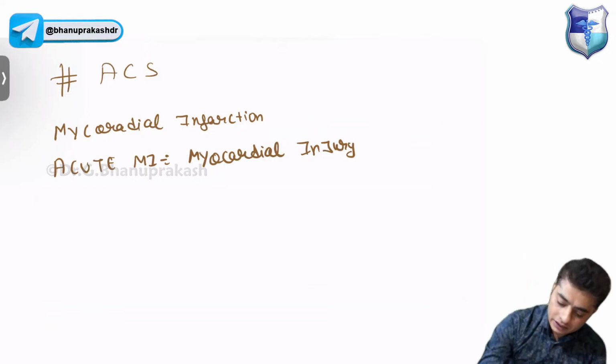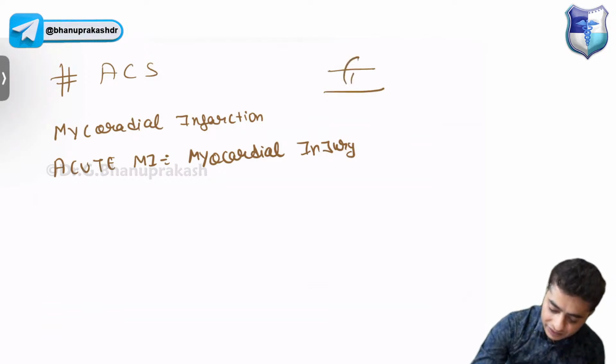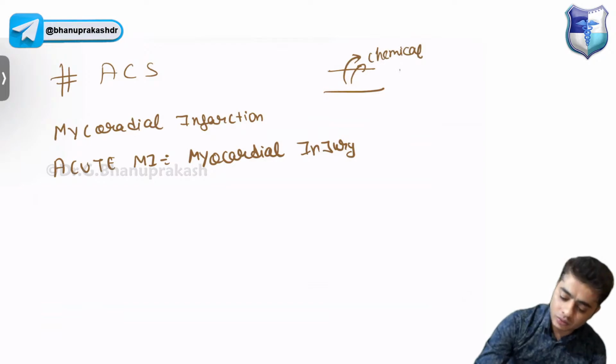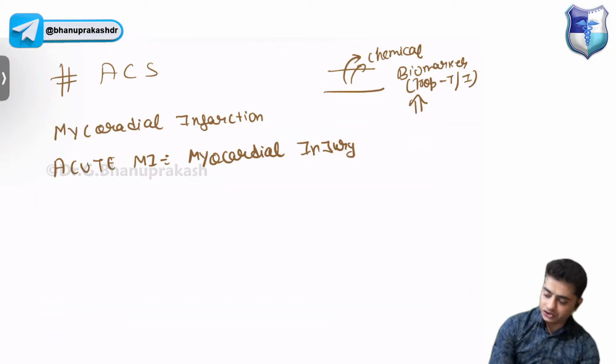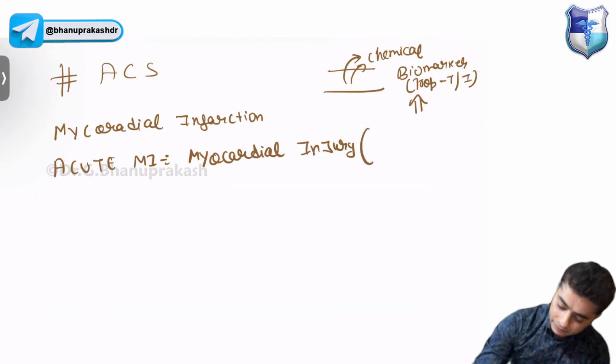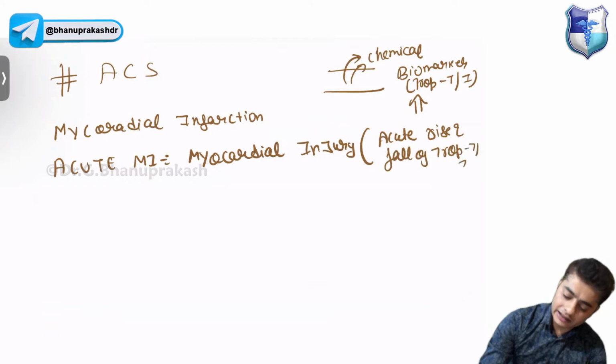If this is your myocardial tissue and it is damaged, what will it release? It will release some chemicals. And what are these chemicals? These chemicals are your biomarkers, like Trop T and Trop I, they will be elevated. Okay, so myocardial injury, and there should be an acute rise and fall of Trop T or I levels.